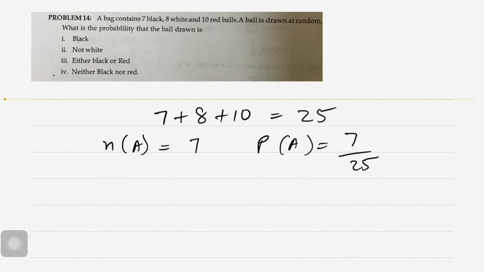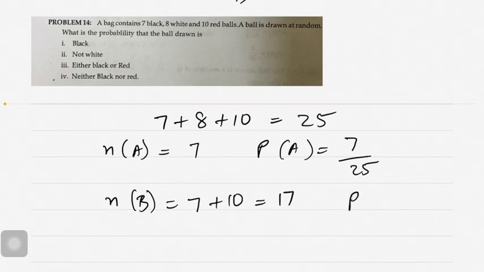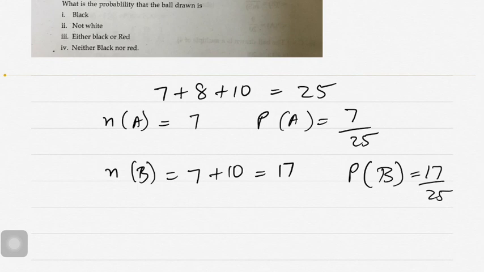Right? Not white. Not white means it is either red or black. So there are 10 red balls and 7 black balls. So your N of B will be 7 black balls plus 10 red balls, which is 17. Right? So your P of B will be 17 by 25.